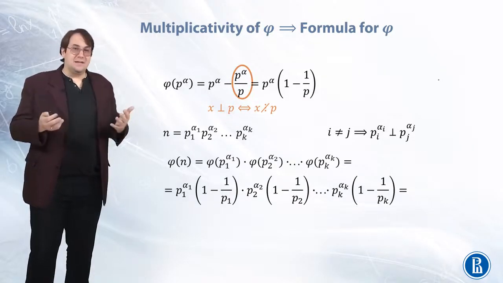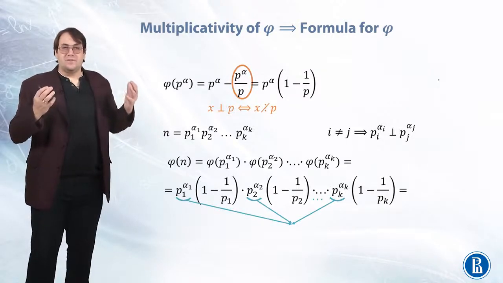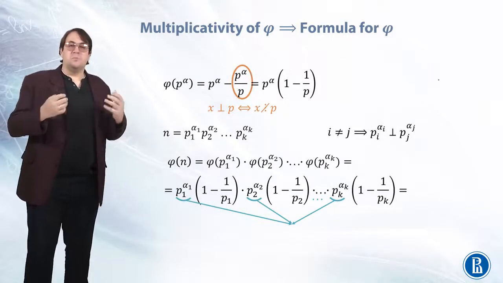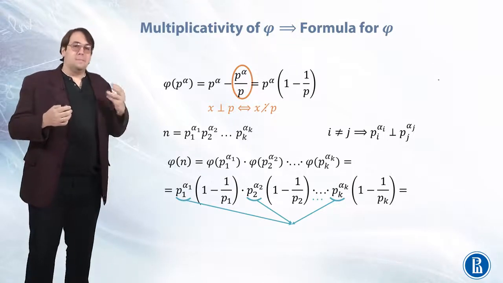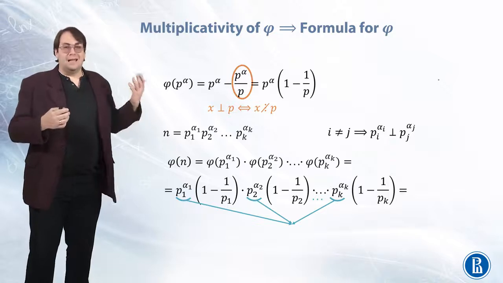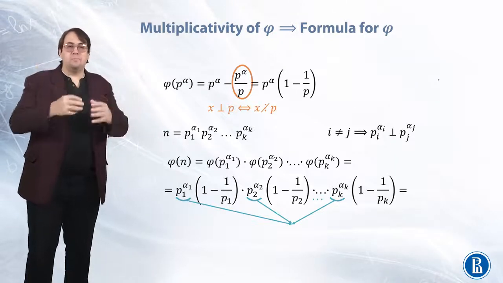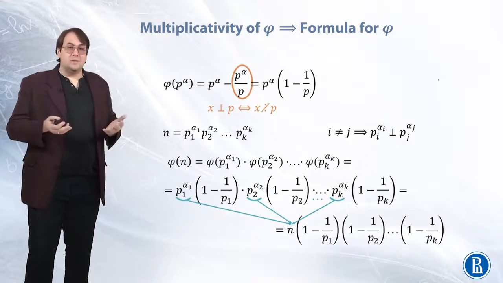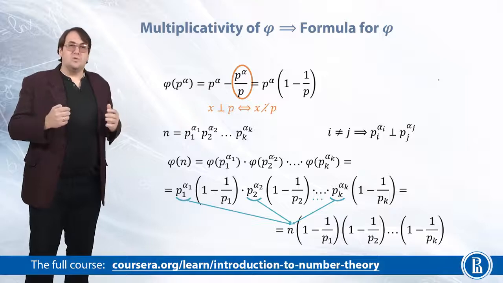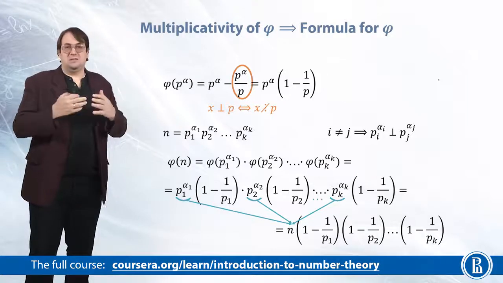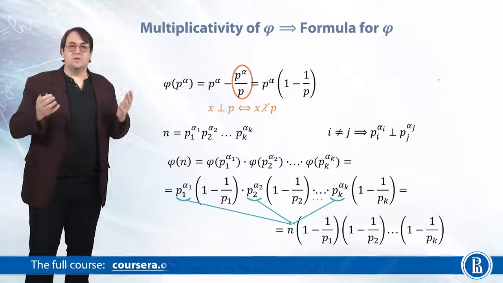And finally, notice that factors of the form p to the power of alpha, namely p1 to the power of alpha 1, p2 to the power of alpha 2, and so on, can be collected, joined together into n, of course, and all the brackets of the form 1 minus 1 over p just remain, and we gain the formula for Euler's function of n.